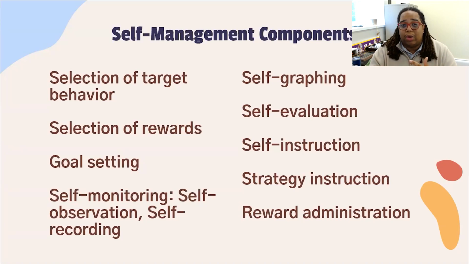There could also be evaluation, where they're looking at, okay, I set my goal for 15 out of 20 points. It looks like I wasn't at 15 out of 20 points. How do I make sure I'm at 15 out of 20 points tomorrow, right?